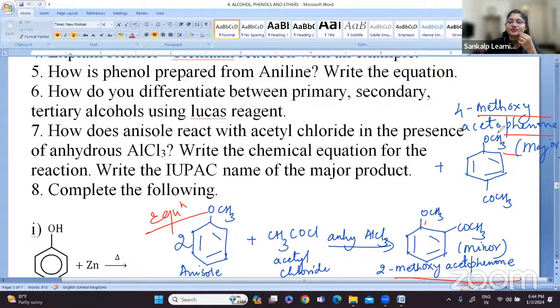They have asked only the major product. So this is 1, 2, 3, and 4. At the fourth position, 4-methoxy acetophenone. And 2-methoxy acetophenone, like that. Okay, fine. So next question. Is it clear? Whatever has been told till now, it is clear.